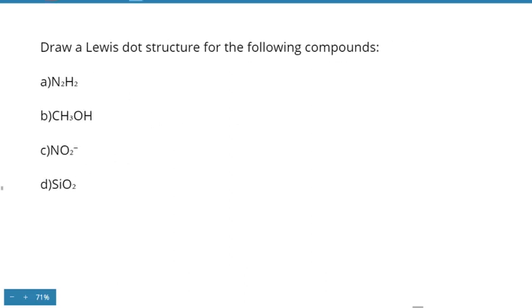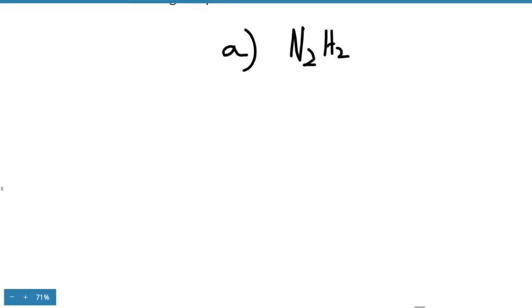So we'll start with A. We have N2H2. So we start by placing the different atoms. H's are always on the ends because they only have one single bond. So that means the N's are in the middle.